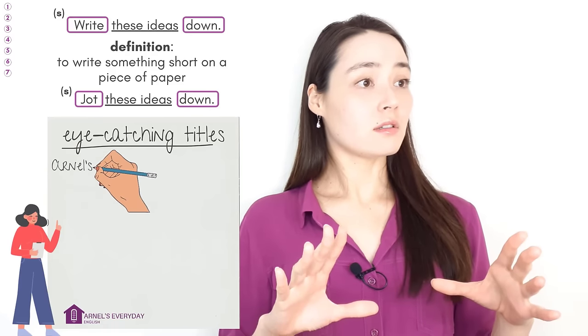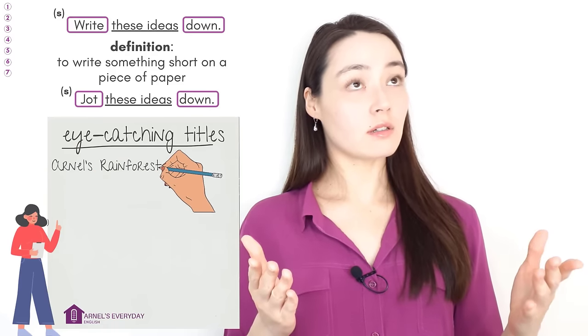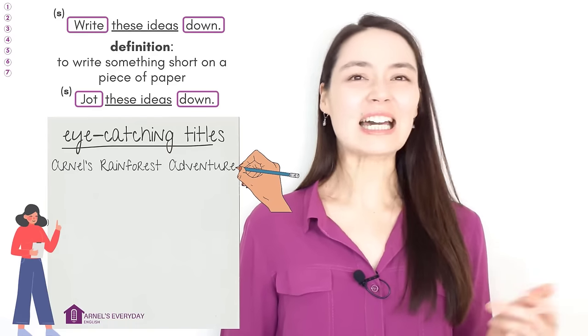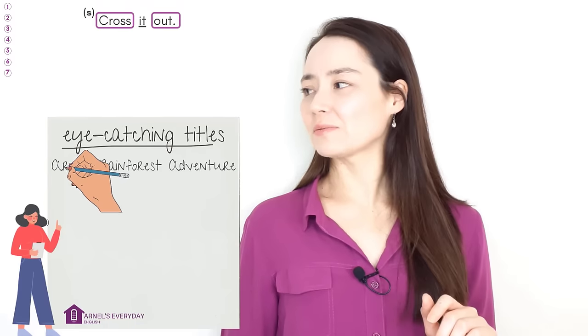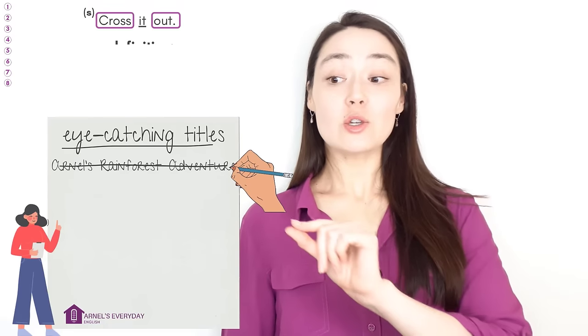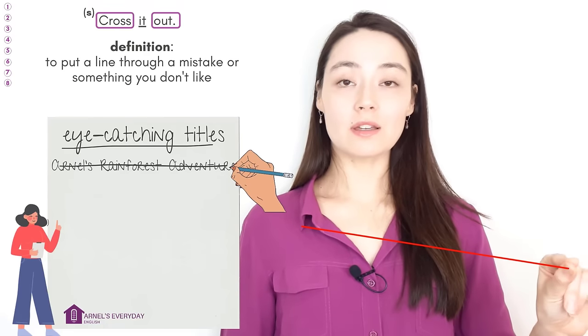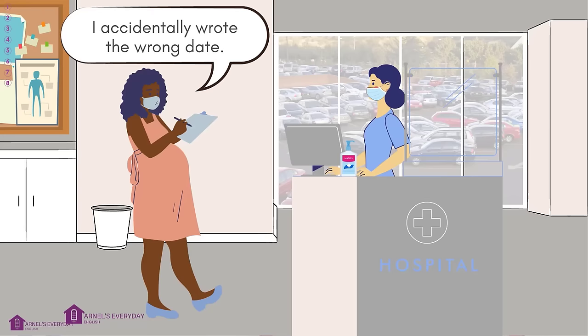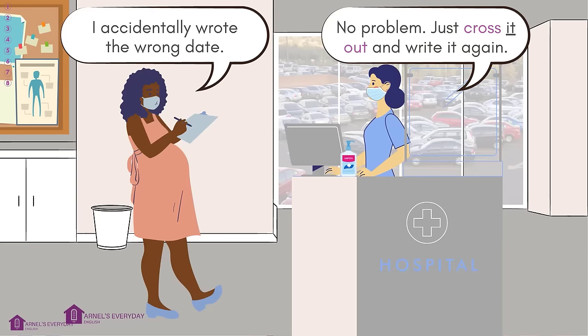Arnel's Rainforest Adventure. I don't like it. Cross it out. Cross something out. You put a line through something because it's a mistake or you don't like it. I accidentally wrote the wrong date. No problem, just cross it out and write it again.